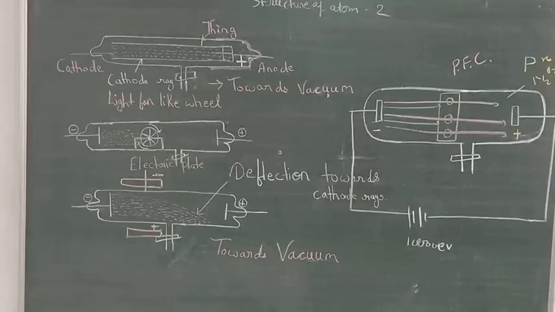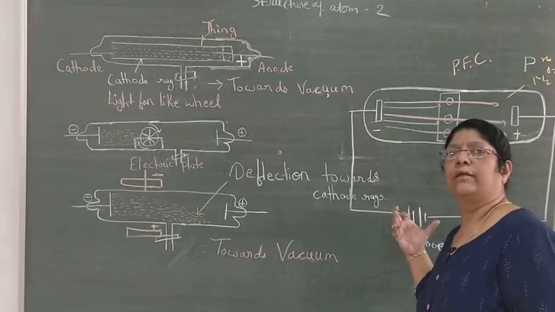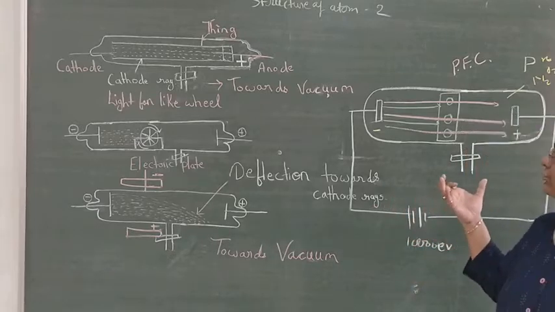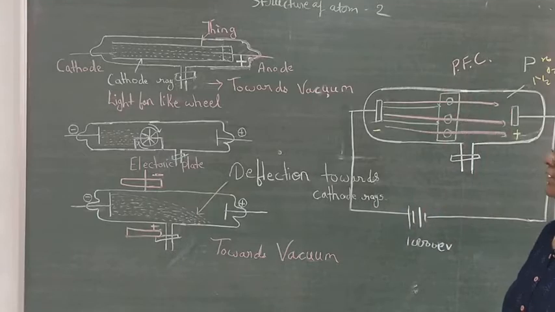In class, we are again continuing chapter number 2, that is the structure of atom. Yesterday I was talking about cathode rays and discovery of electron. Today I will talk about anode rays and discovery of proton. Rutherford and Goldstein were the scientists.